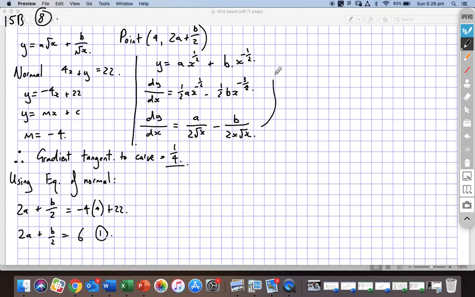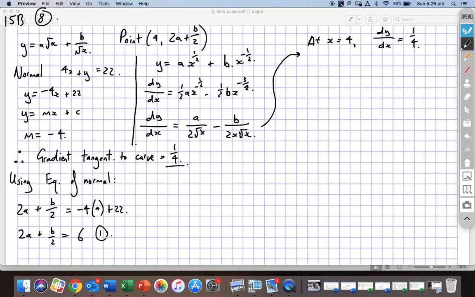Okay. I'm going to keep going over here, I think. So at x equals 4, dy dx had to equal a quarter. Now, how did I know all that? Well, because everything's happening at x equals 4, and because from the normal equation, I knew the gradient of the tangent, and it's the derivative that gives me the gradient of the tangent. Gradient of tangent to curve is a quarter.